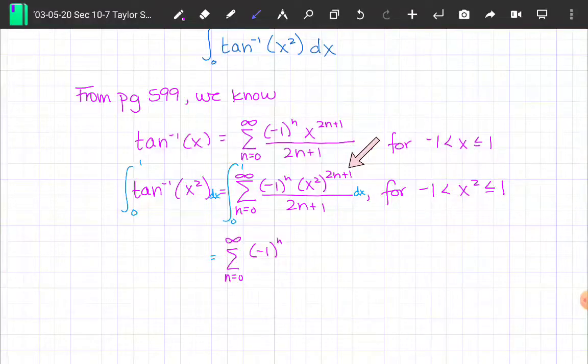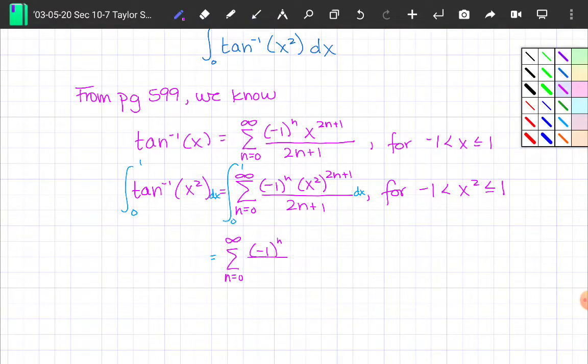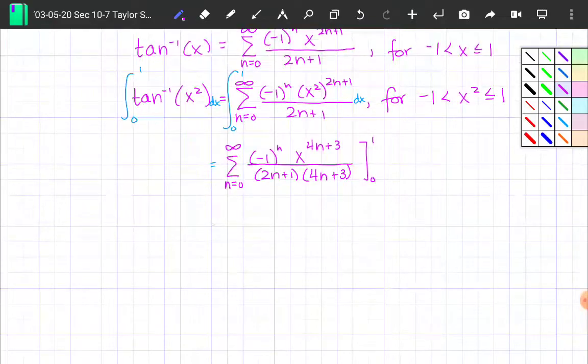So remember, to integrate, you add 1 to the exponent and then divide by the exponent. So let me put these down. If we have 4n plus 2, we add 1 to the exponent, now we've got 4n plus 3, and then we divide by the exponent. But remember, it's a definite integral. We are evaluating from 0 to 1. And then we actually plug in 0 and 1 into our x.